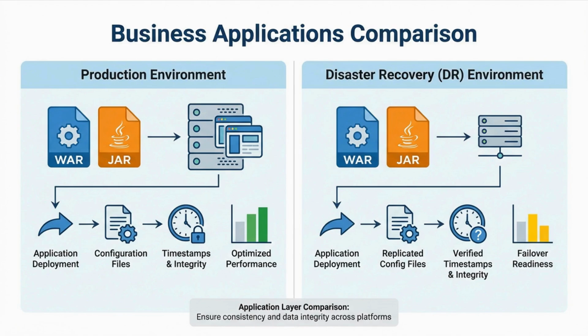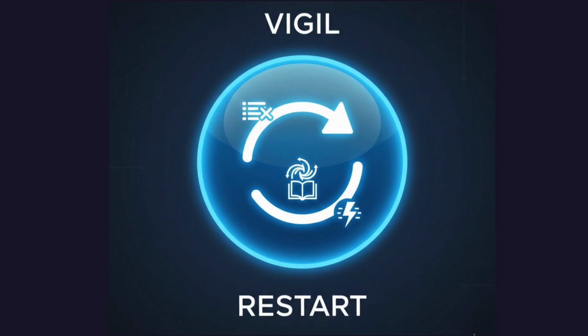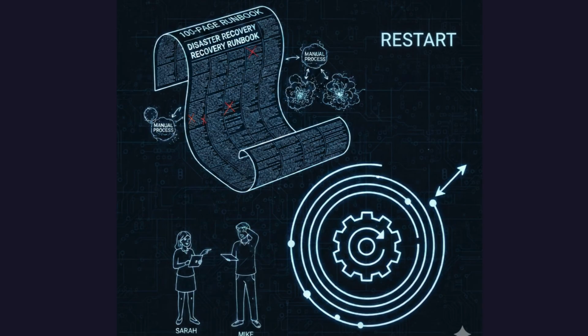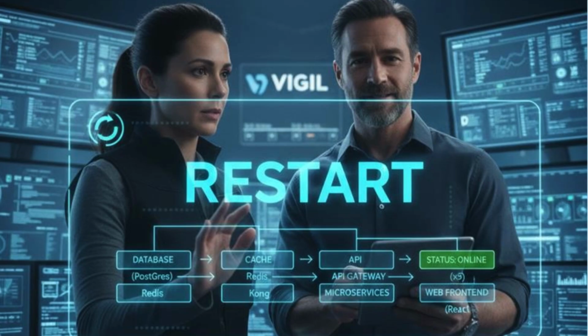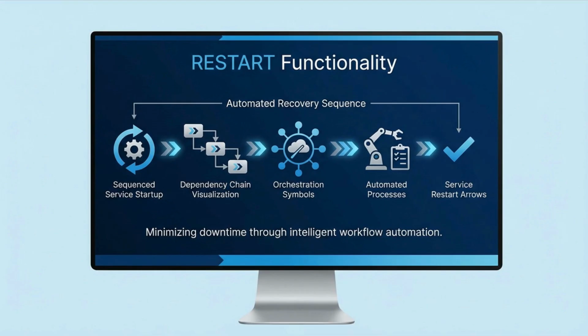Exactly. Now, let's say a disaster does happen. That brings us to the second pillar, restart. Okay. So instead of some frantic manual process with a 100-page runbook, I've seen those, right? VIGIL automates the entire recovery sequence. It knows which services depend on others and brings them online in the correct predefined order. It enforces discipline and drastically cuts down your recovery time. That discipline is so critical under pressure.